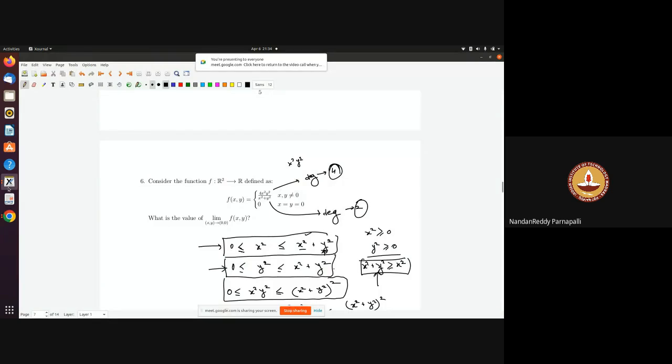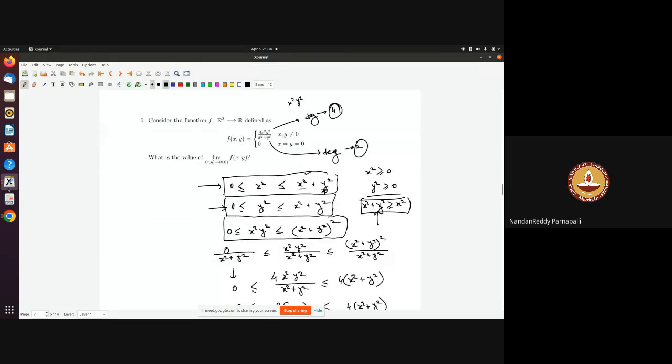Like you took 0 is less than or equal to x square, and x square is less than x square plus y square, like that. Why am I using this? That is what you are asking. How do you get this for any problem? That depends on the problem. So here the terms involve x square and y square, right? So can we use any inequality which involves x square and x square plus y square?